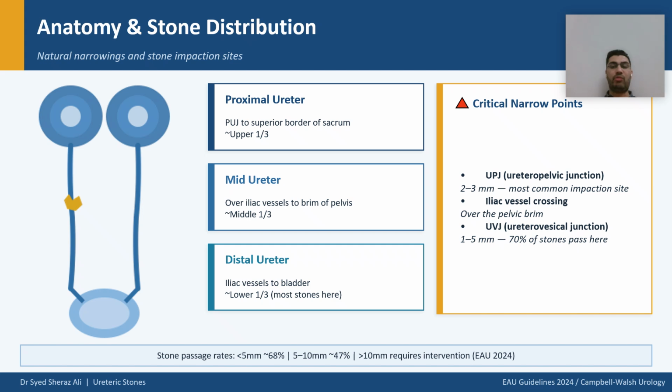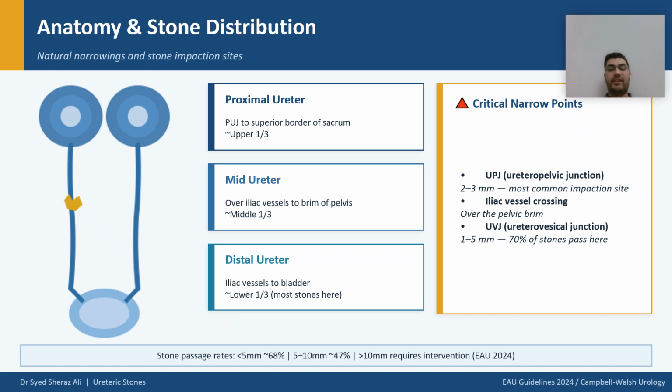The proximal ureter runs from the ureteropelvic junction down to the superior border of the sacrum, the mid ureter crosses the iliac vessels over the pelvic brim, and the distal ureter runs from the iliac vessels down to the ureterovesical junction. This is where the majority of stones are found, the VUJ.